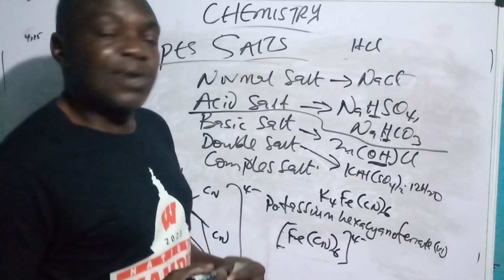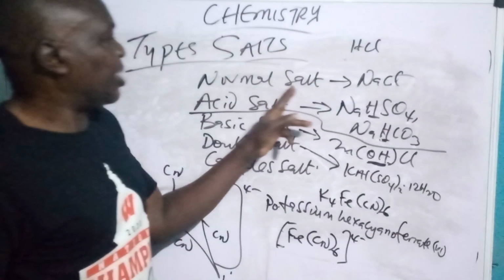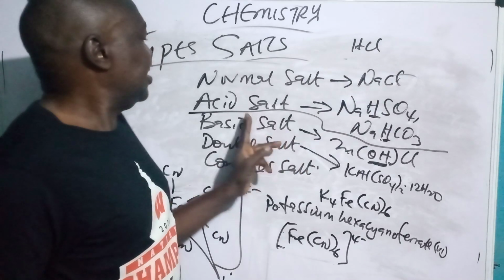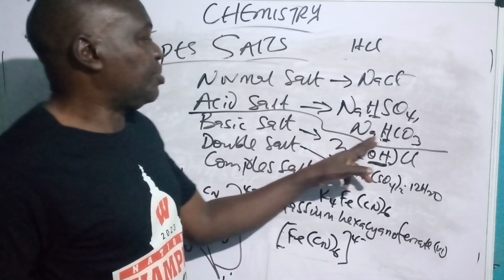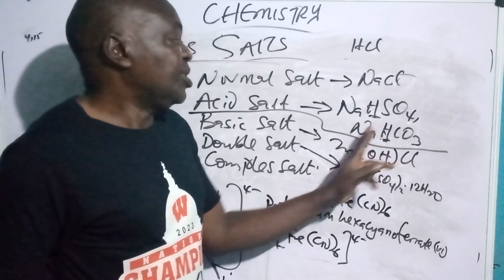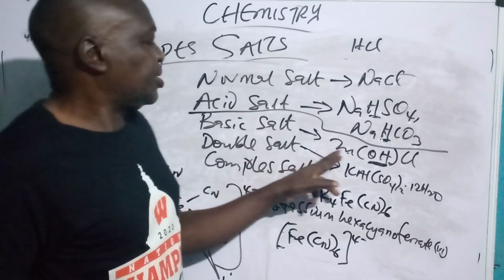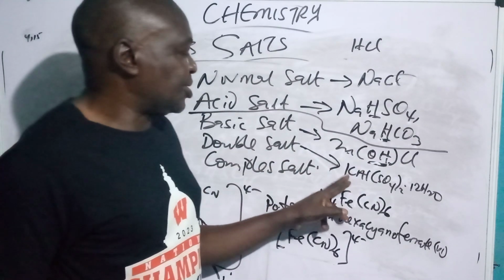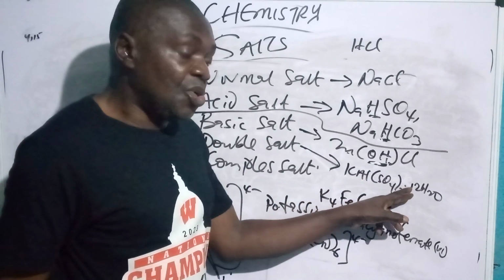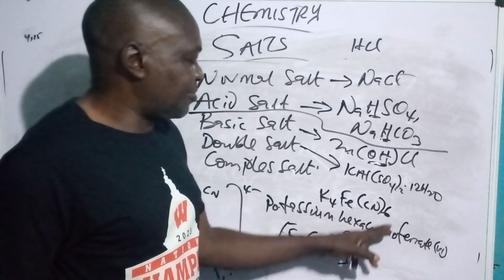So these are salts, and these are the kinds of salt you have. You have the normal salt, example is sodium chloride. Acid salt, you have sodium hydrogen tetraoxosulfate(VI) or sodium hydrogen trioxocarbonate(IV). Remember, you can also have potassium in place of sodium. Basic salt, zinc chloride hydroxide. You have double salt, potassium aluminium tetraoxosulfate(VI) dodecahydrate. You have the complex salt, potassium hexacyanoferrate(II).